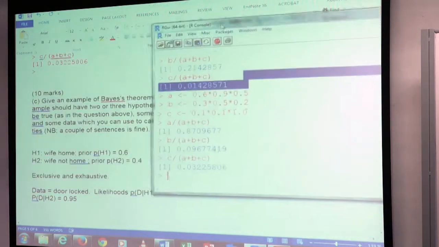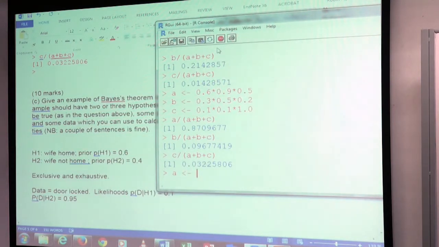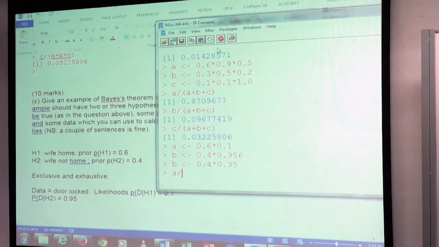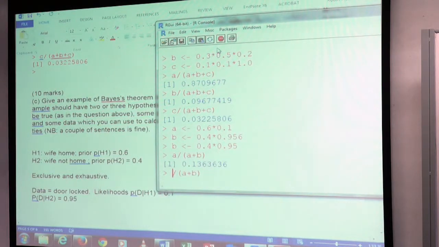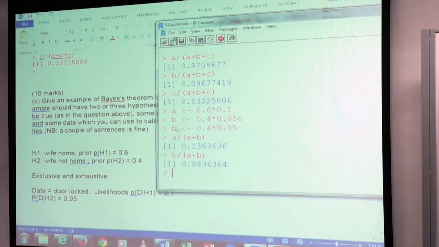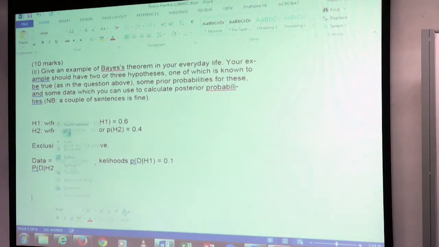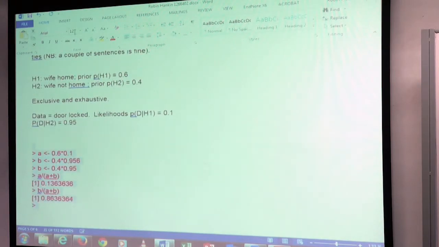You don't have to do it in R, it's a bit silly. A becomes 0.6 times 0.1. B becomes 0.4 times 0.95. Oops. That's it. Copy. Paste. Make it red, make it Courier New, and we're done. Airbrush that out of existence. Done. There you go. Who thinks they could do that question in exam conditions?